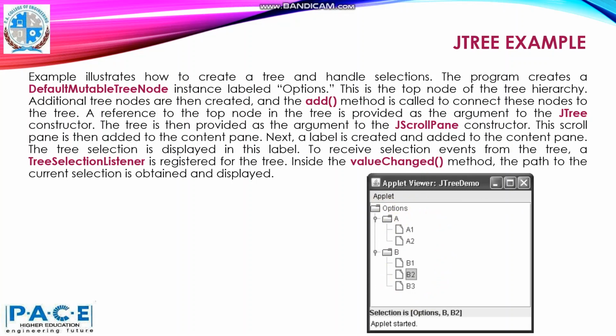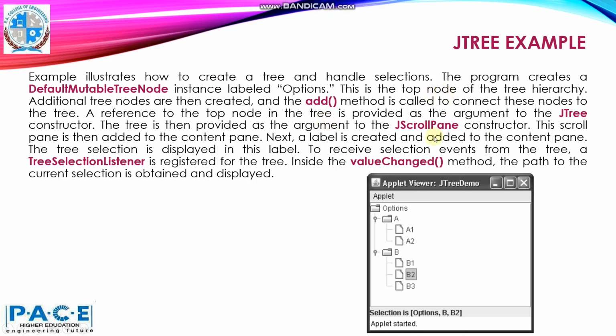So if our tree is bigger, then in that case we want it to be scrollable. So what we do is the tree is provided as an argument to the JScrollPane constructor. If we add the tree to the scroll pane, then it becomes scrollable, and the scroll pane we then add to the content pane of our applet.